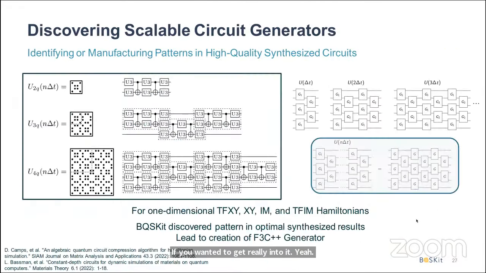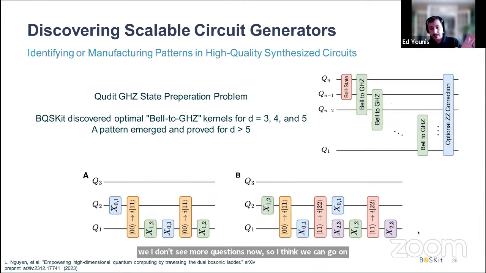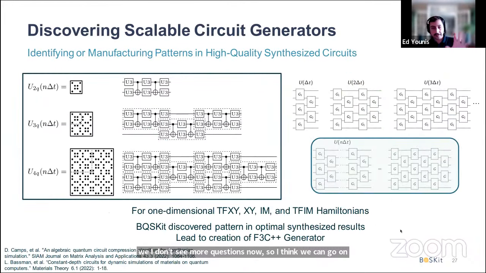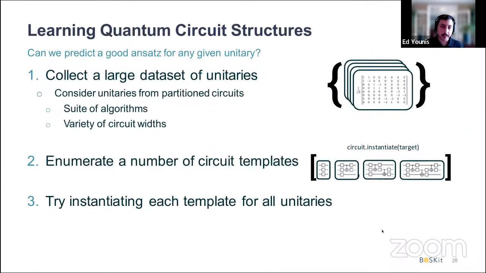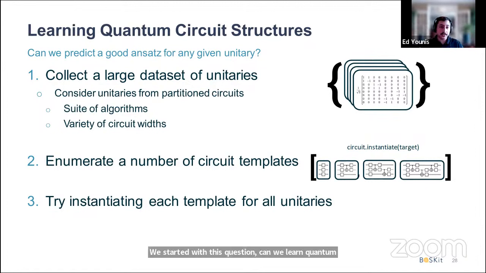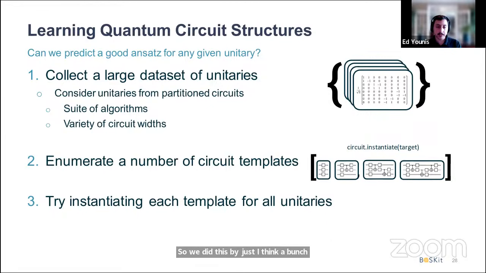Okay, I don't see more questions now, so I think we can go on. Okay, so we did all of this. We find that we're able to learn a lot about the structures of circuits from what comes out of our high-quality synthesized circuits. So we asked the question, can we do this automatically? We started with this question, can we learn quantum circuit structures? Can we predict a good ansatz for any given unitary? So we did this by just collecting a bunch of data to start, as with many different ML projects. So we collected a large data set of unitaries.